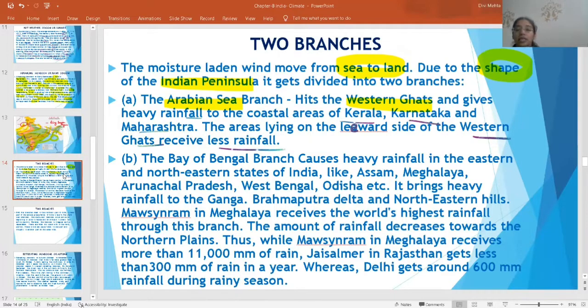Leeward side means the other side of the Western Ghats. They receive very little rainfall because only the windward side experiences rainfall, not your leeward side. Very little rainfall occurs on your leeward side.